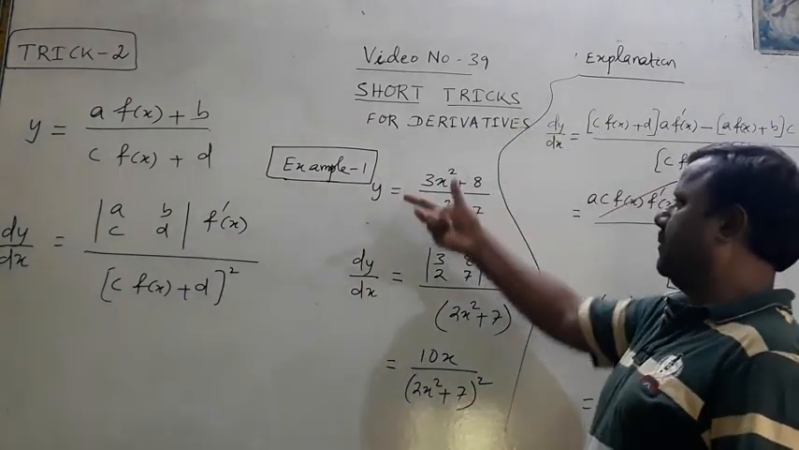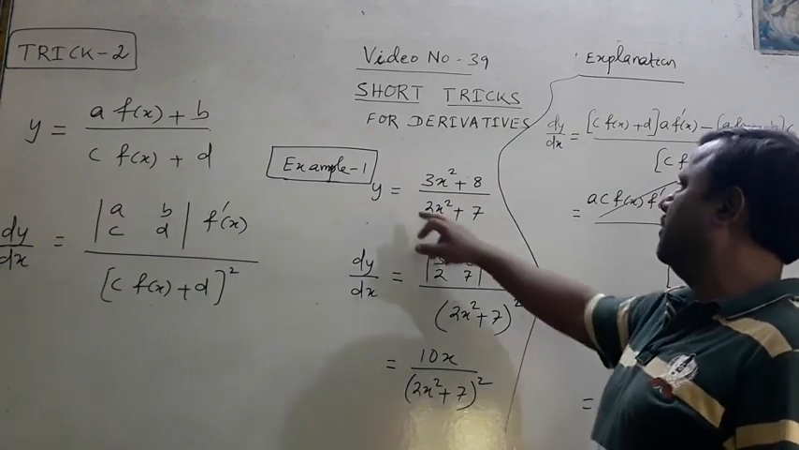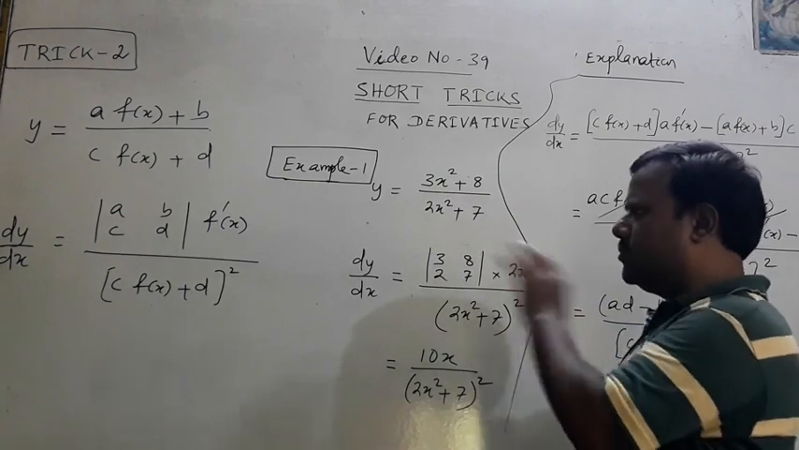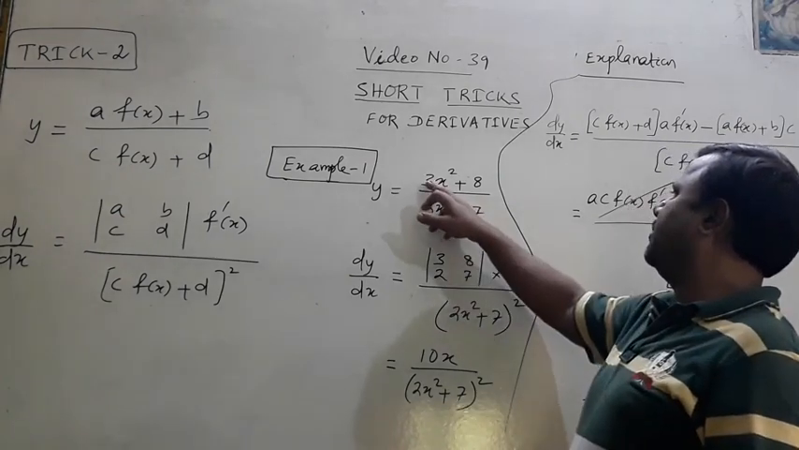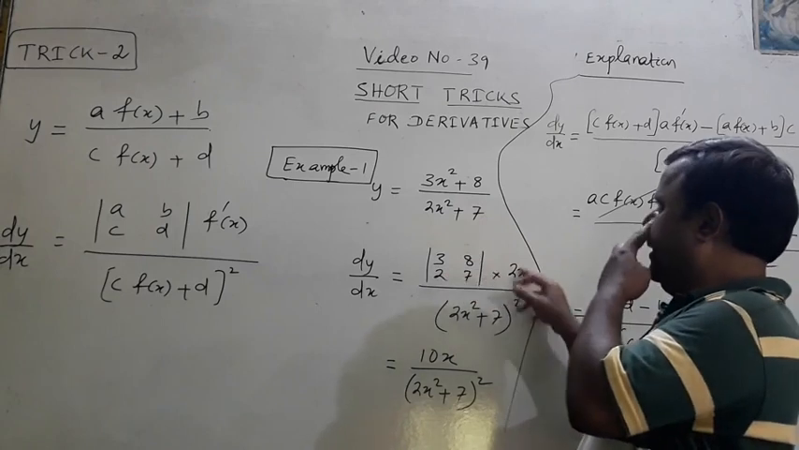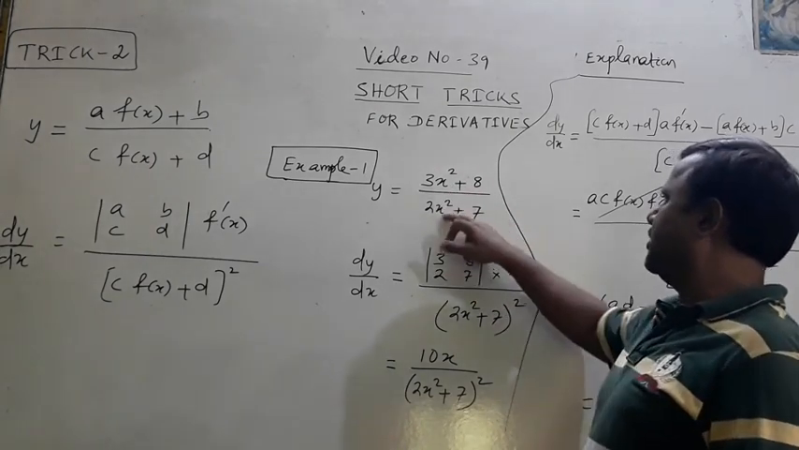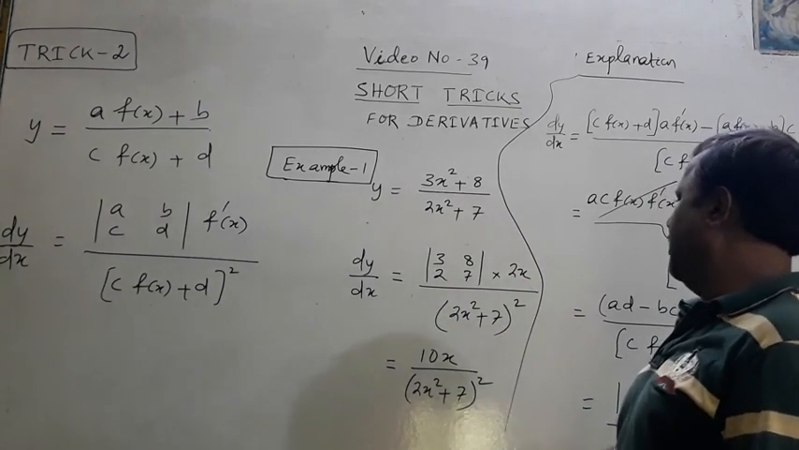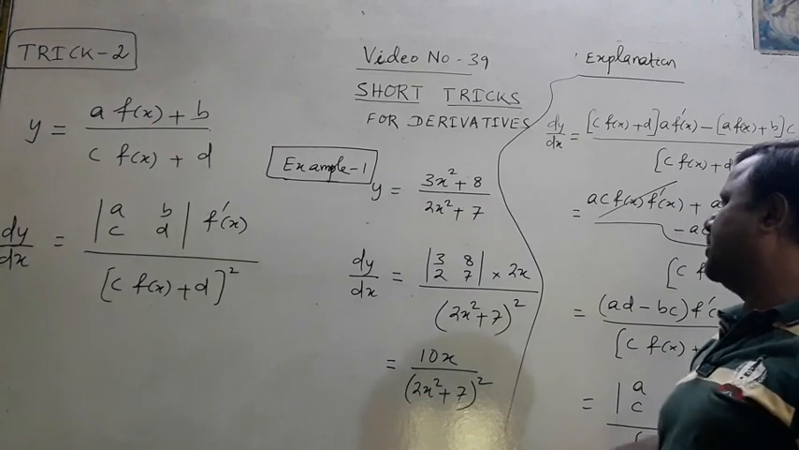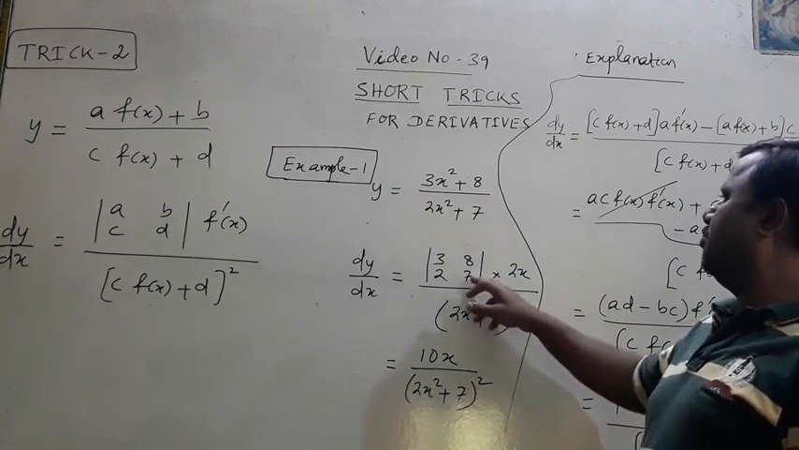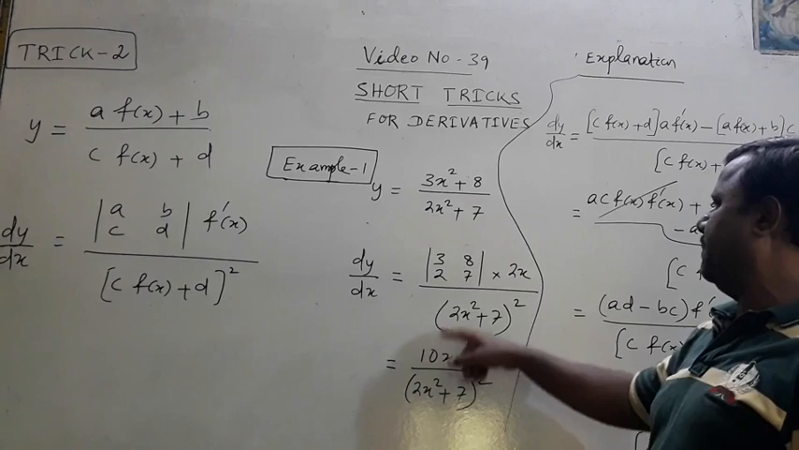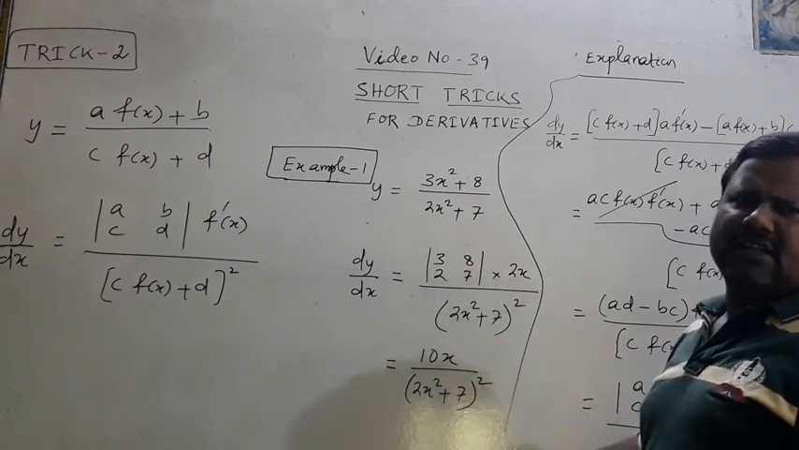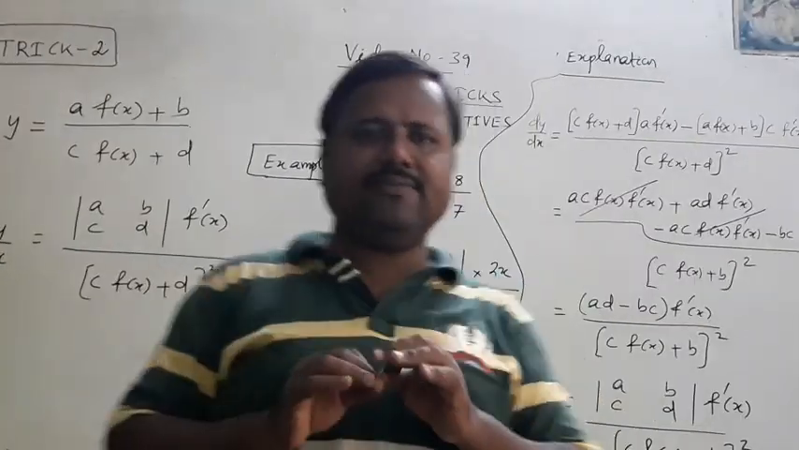Let me give one example. Example 1: y is equal to (3x square plus 8) by (2x square plus 7). You should not differentiate it the long way. You just write the determinant of 3, 8, 2, 7 into the derivative of x square, that function common to numerator and denominator, which is 2x, divided by the denominator whole square, that is (2x square plus 7) whole square. If you open it, it becomes 21 minus 16, that is 5 into 2x, 10x by this. It is not a very great thing. It is very easy.